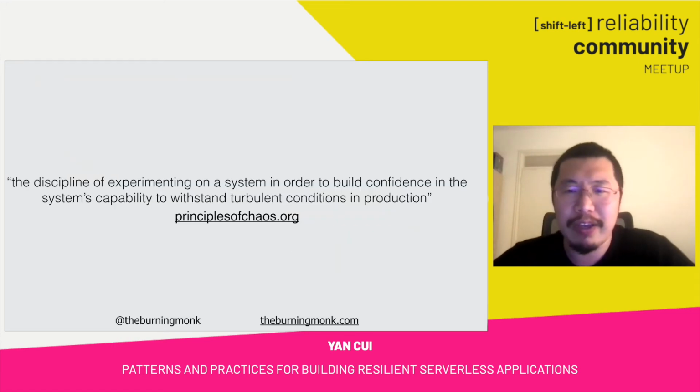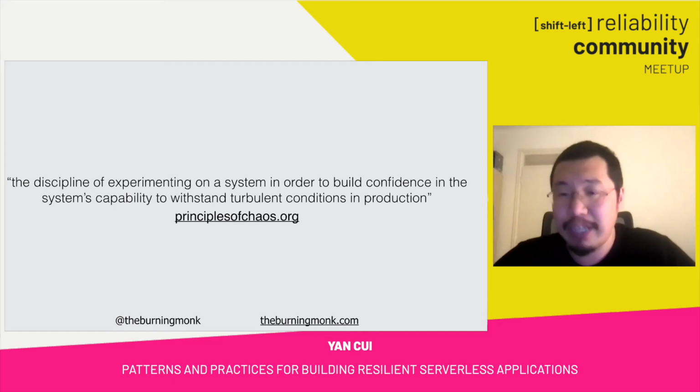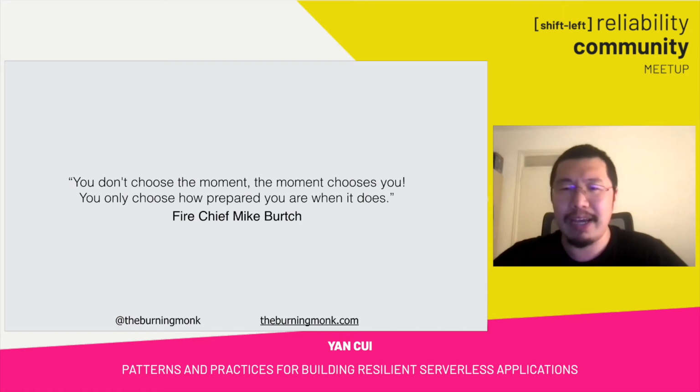In the words of principlesofchaos.org, which is one of the best places you can go and read about chaos engineering, it talks about how chaos engineering is a discipline of experimenting on a system in order to gain confidence in the system's capability to withstand turbulent conditions in production. And it's a discipline that's getting increasingly important to many organizations, just because we are building more complex systems now, which have more complex and difficult to predict failure modes.